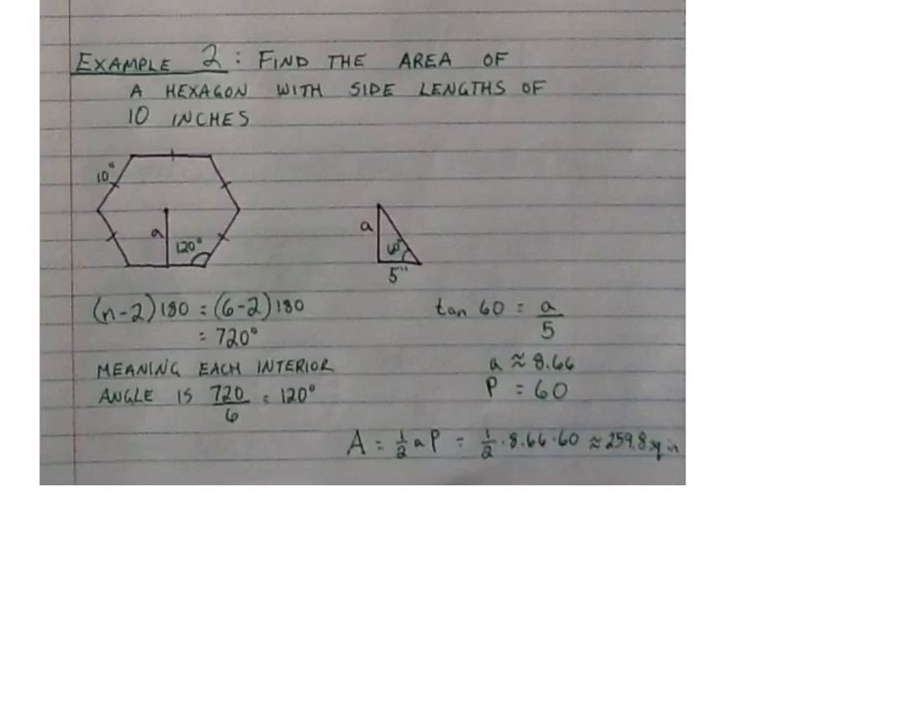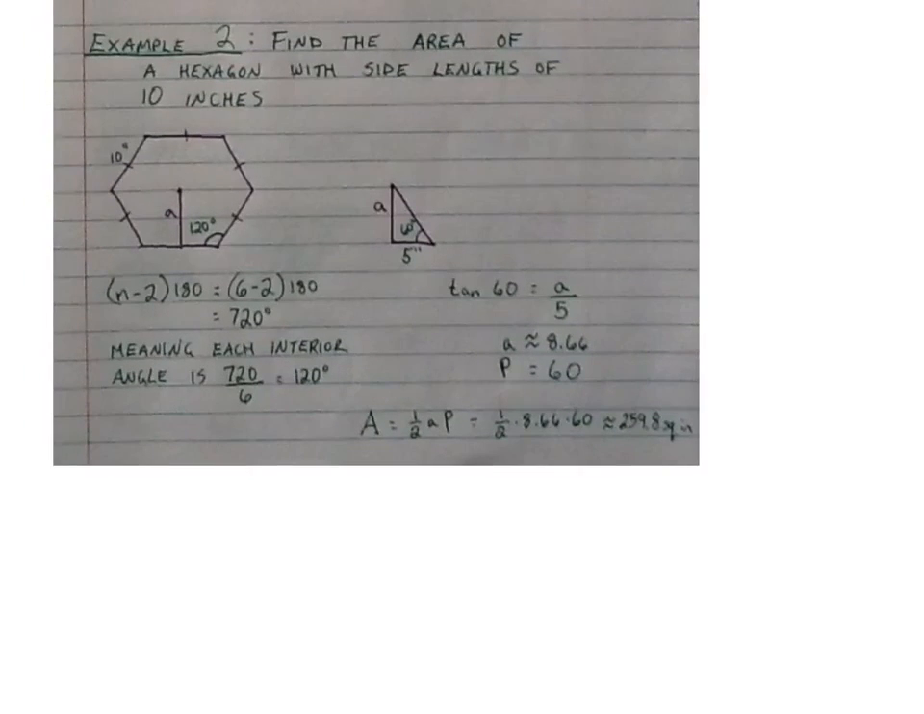Alright, so what we have here is a hexagon. It's got 6 sides, and each side is 10 inches. So we know that the perimeter is 10 times 6, or 60 inches, but we don't know the length of the apothem. And oftentimes that's the hardest thing to find in this sort of problem. So what I've done is I've pulled aside just a triangle with the apothem over here. We know that the base of the triangle is 5 inches because that's half of the total length of 10. And we're trying to figure out the apothem length, which we can do if we know the angle.